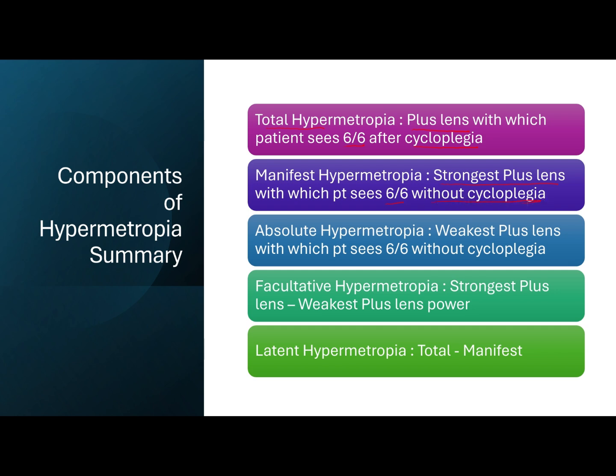These three things are important: the strongest plus lens, best vision or 6/6, without cycloplegia. Then comes absolute hypermetropia, which is nothing but the weakest plus lens without cycloplegia with which the patient sees 6/6. Now, deducting the weakest lens from the strongest lens will give you what is known as the facultative hypermetropia. What is latent hypermetropia? You deduct the manifest hypermetropia from the total hypermetropia to get what is known as the latent hypermetropia. So this is the gist of all the components of hypermetropia.